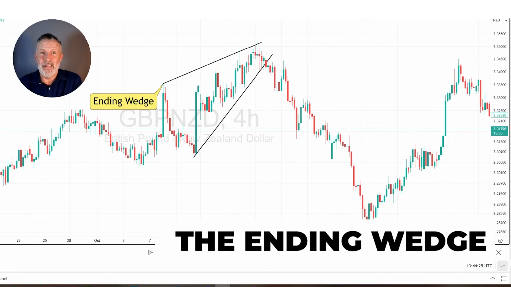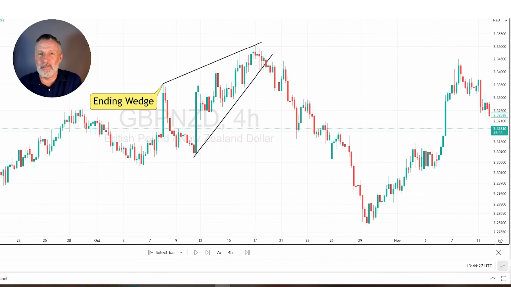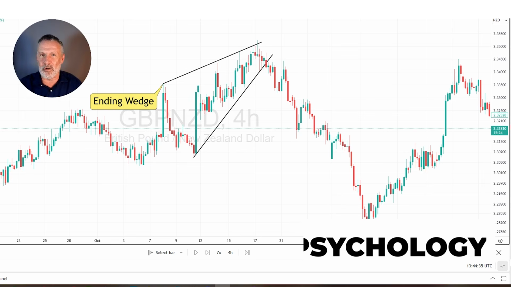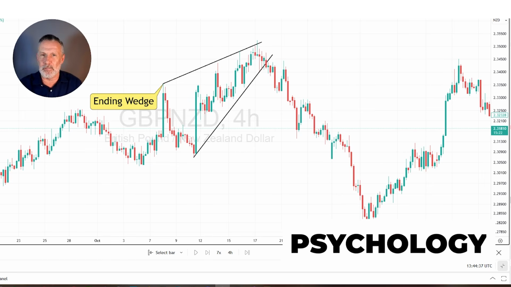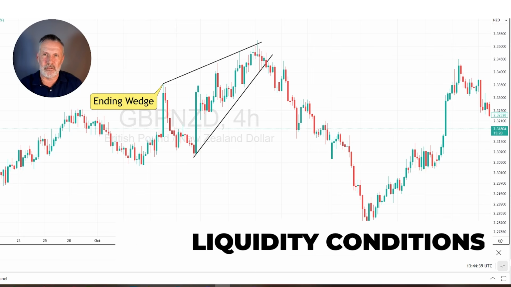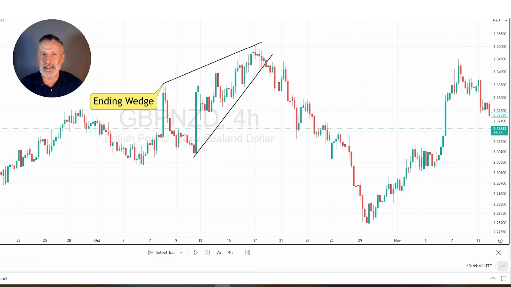The ending wedge. This pattern is the dream of every market psychologist. Although the structure looks simple, the ending wedge formation carries deep implications for the psychology of market participants and the liquidity conditions. It really highlights how these factors drive price.